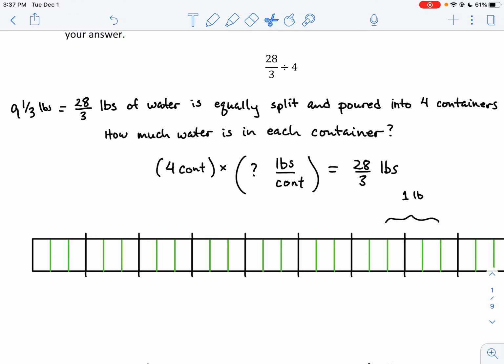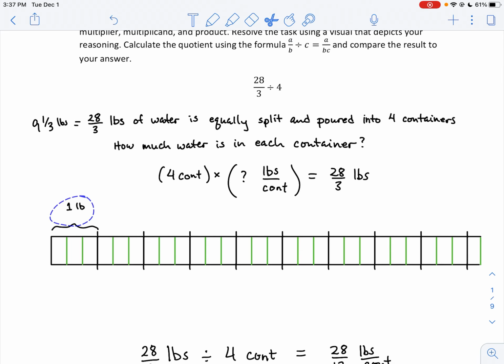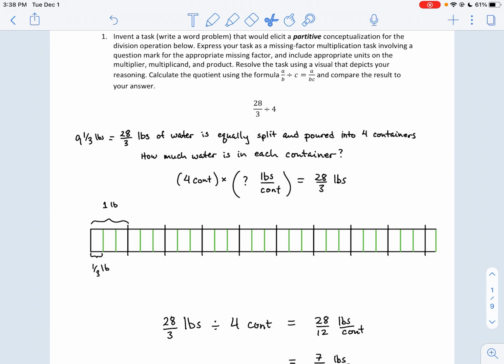You can clearly see we have our 9 pounds in my drawing here. 1, 2, 3, 4, 5, 6, 7, 8, 9 pounds. And then there's an extra third over there off on the right. So you have 9 1/3 pounds. Well, if I break each pound into thirds itself, you can see that we have the 28/3, because each of these is a third of a pound. If you were to count those out, you would count 1, 2, 3, and so on up to 28/3 pounds.